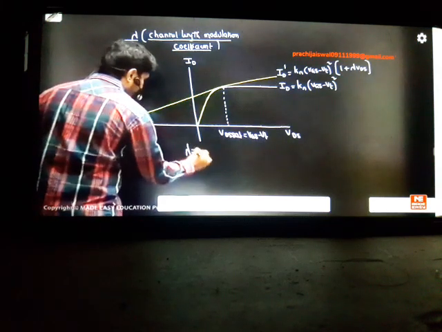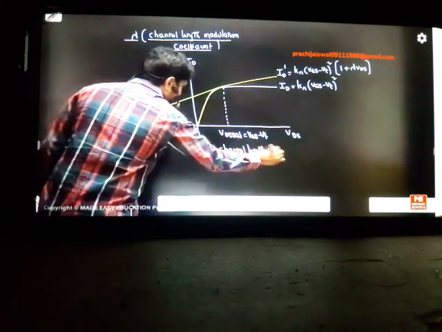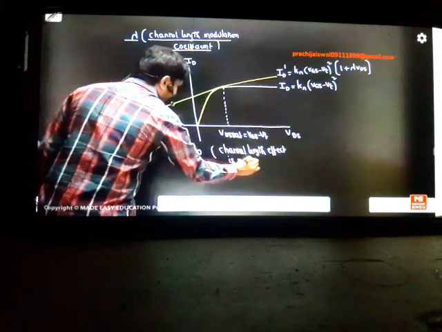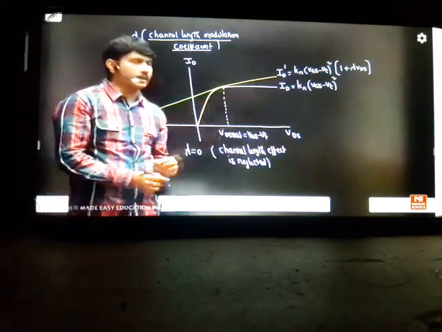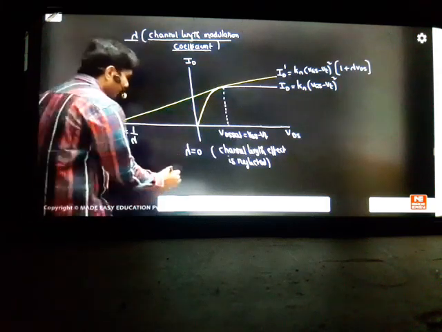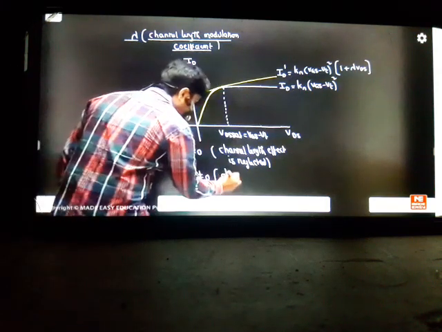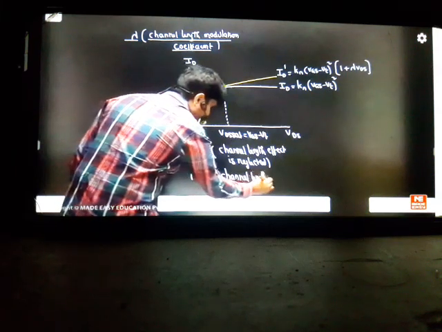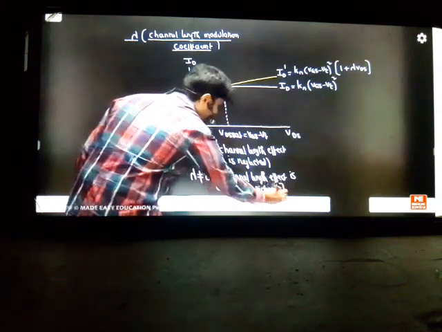If lambda is 0, that means channel length effect is neglected. You are not considering the effect. Whoever does not consider the channel length effect in the classroom will get a constant current, called saturation current. But if lambda is not equal to 0 in the problem, that means you are considering the channel length effect.